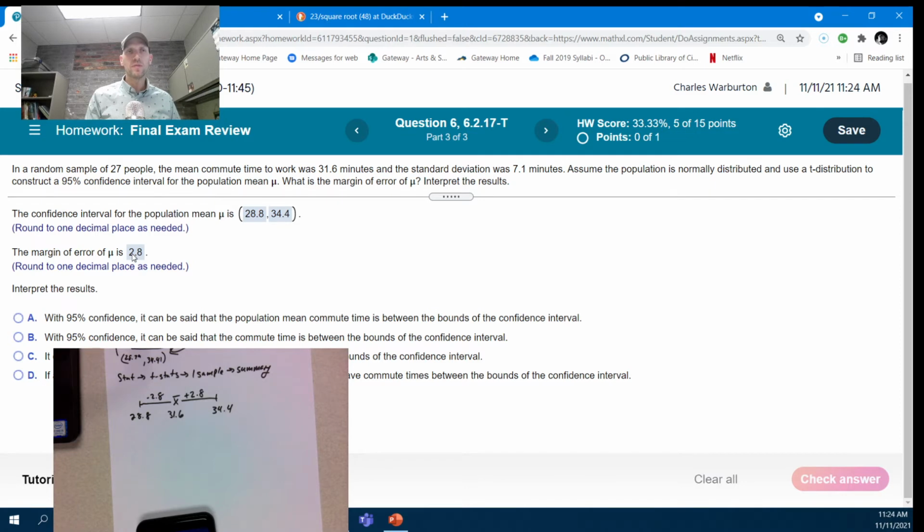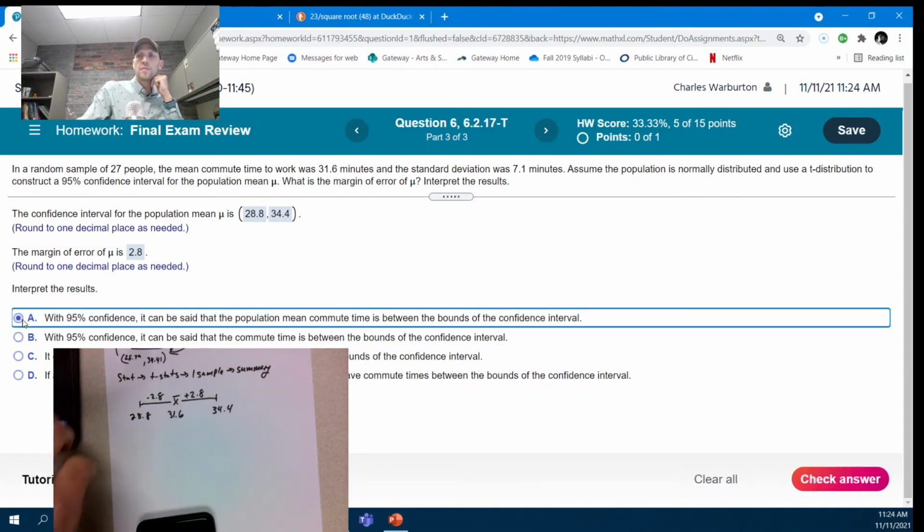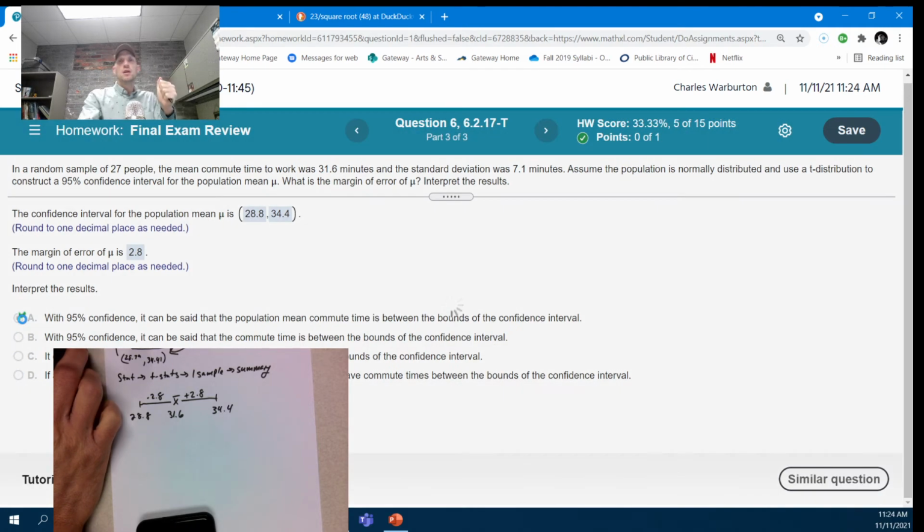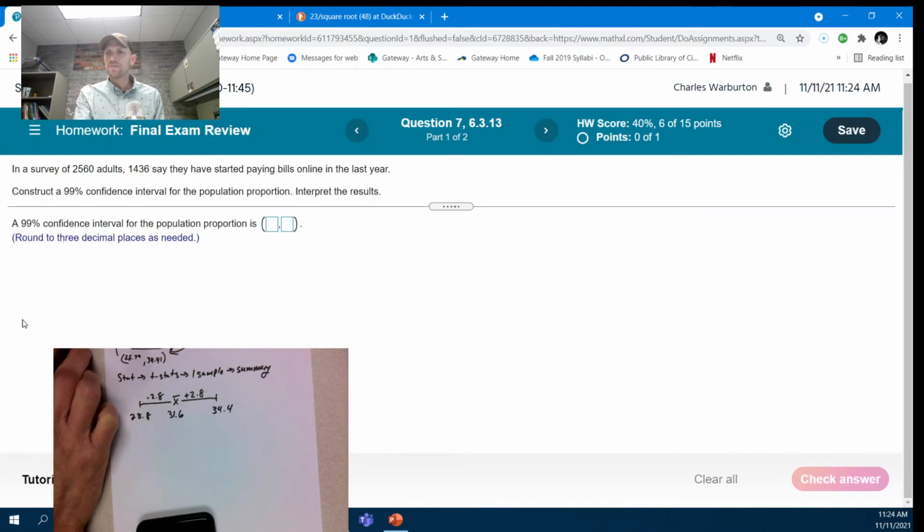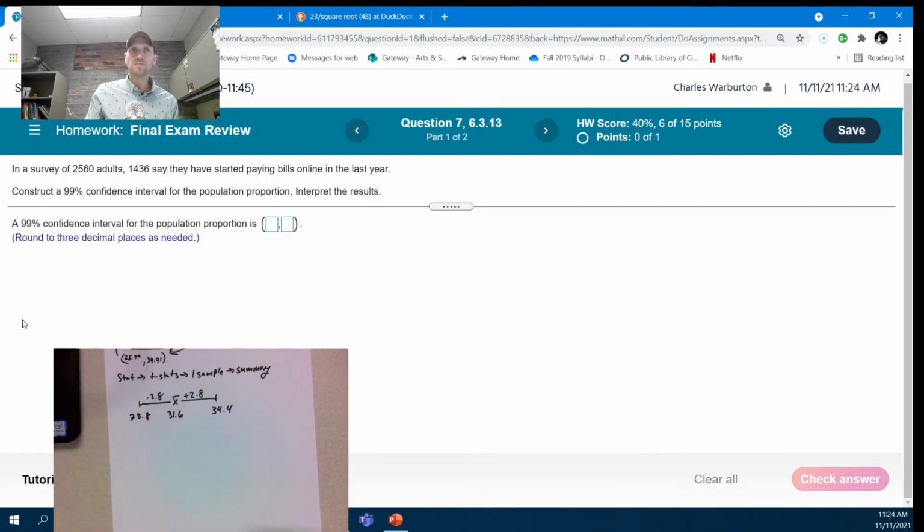All right, so remember this is a confidence interval, so we think that the population mean is somewhere between those. With 95% confidence, it can be said that the population commute time is between the bounds of the confidence interval. That looks perfect to me. All right, that's good. That's number 6. Let's take a look at number 7.